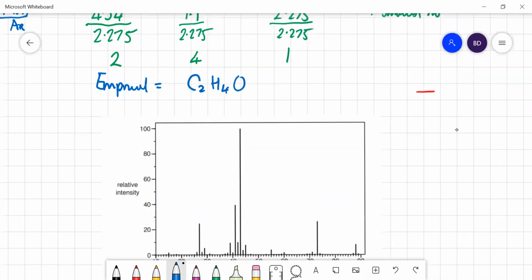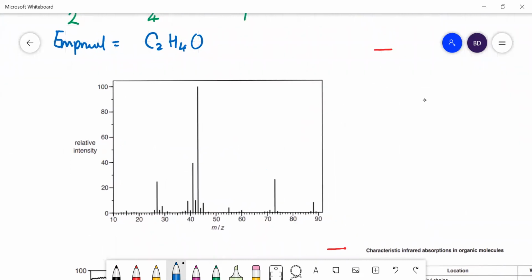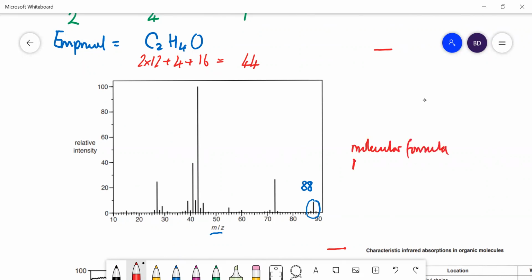Okay, now here's the mass spec. And if we look to the peak with the biggest MZ value, that is, I think, at 88. Now we look at the MR of this. If the molecular formula is this, it would be 2 times 12 plus 4 plus 16, which is equal to 44. So it's not that. That's only half of the value, so you've got to double it. So the molecular formula then, with the MR of 88, is C4H8O2.